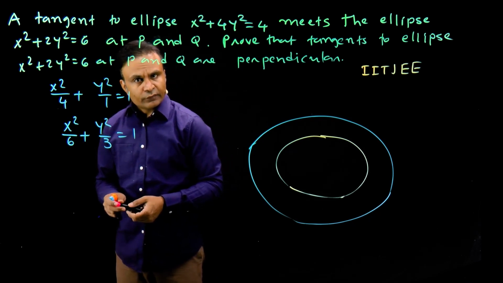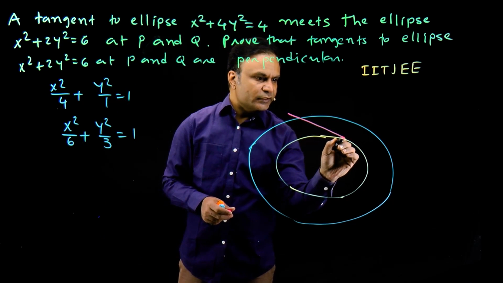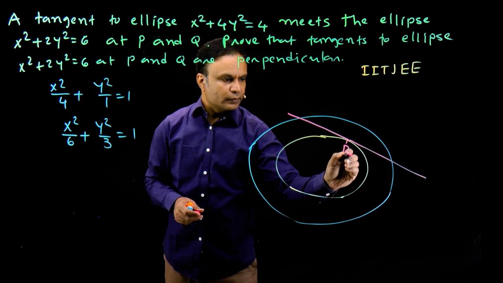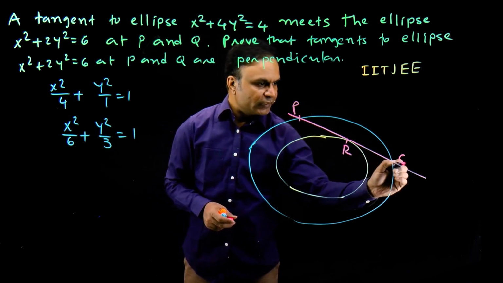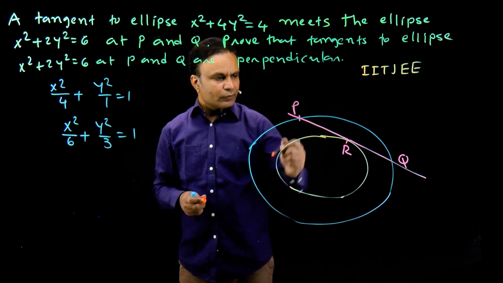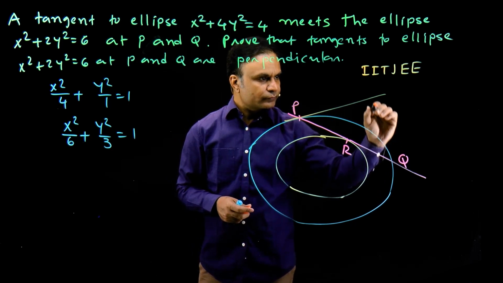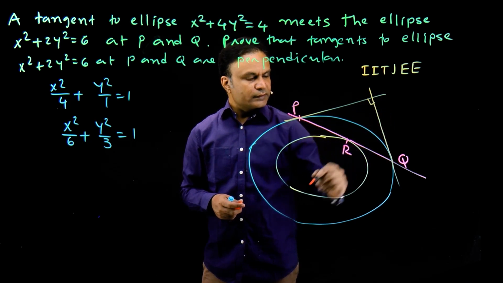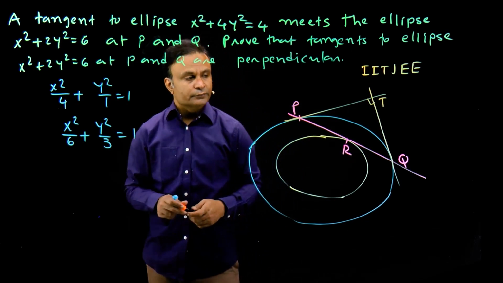Now we are drawing one tangent to this smaller ellipse. Let's draw tangent. Okay, suppose this is point R. This tangent meets this outer ellipse at points P and Q. Now we are drawing tangents to this outer ellipse at P and Q. So we have these tangents. We have to prove that these tangents are intersecting at right angle. These tangents are perpendicular.